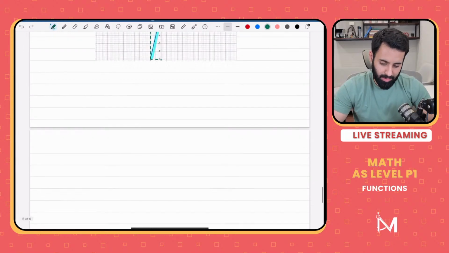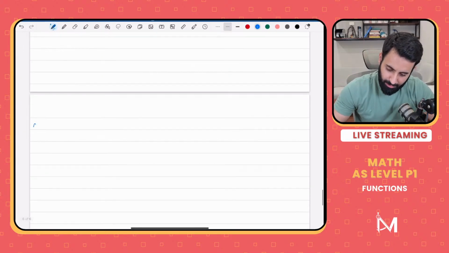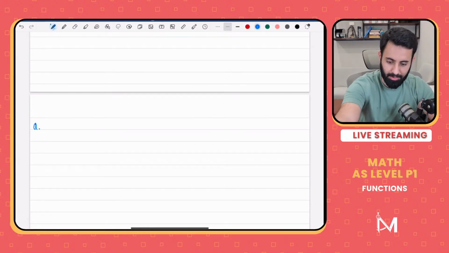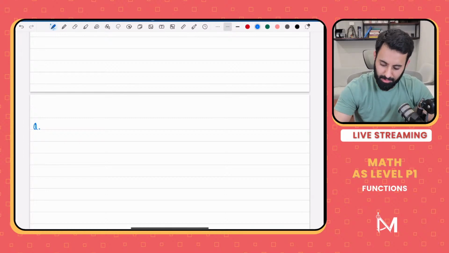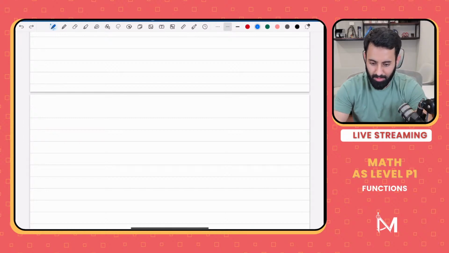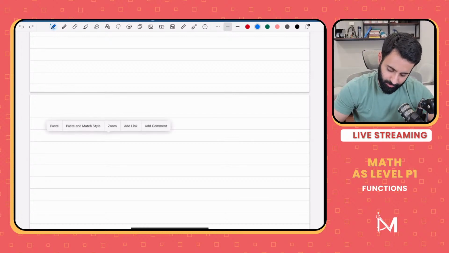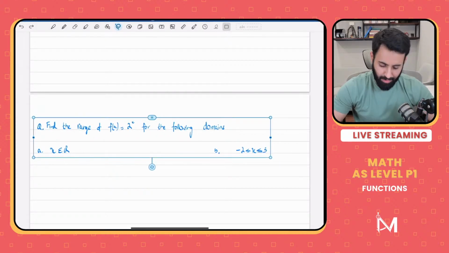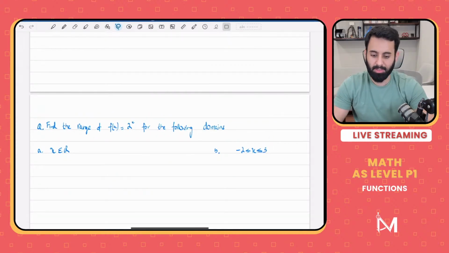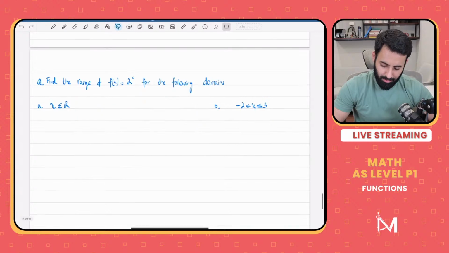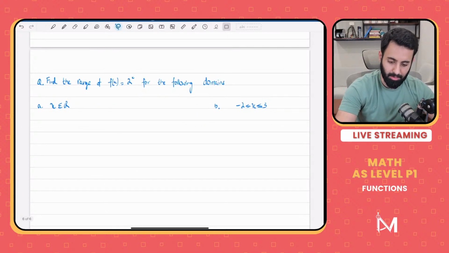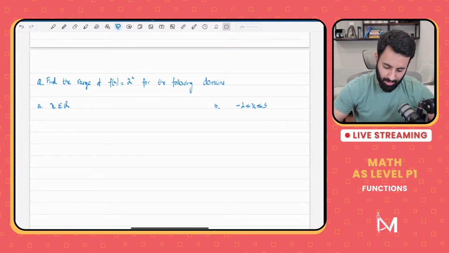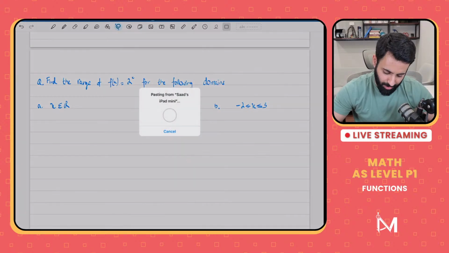Now let's do another example. Let's say we have the following question. I'll just copy paste the question to save some time. So you have to find the range for f of x equals 2 power x, and this is the domain that you're given. Now let's make a rough sketch. Here it is. This is what a sketch looks like of 2 power x.